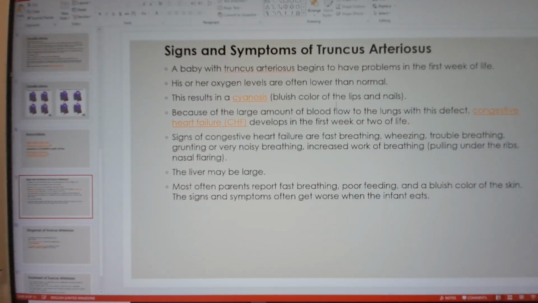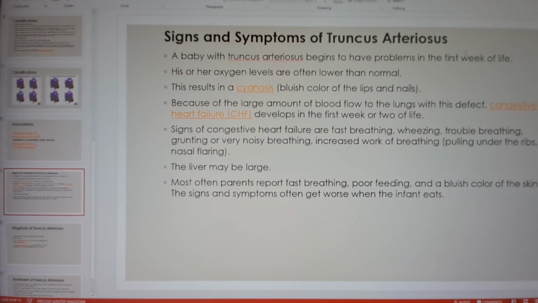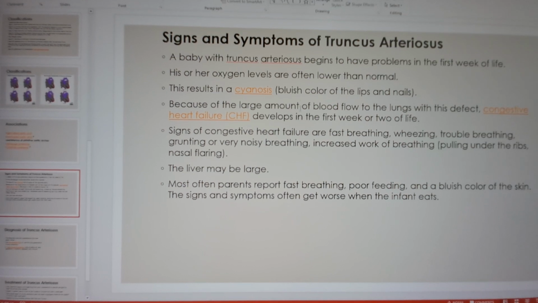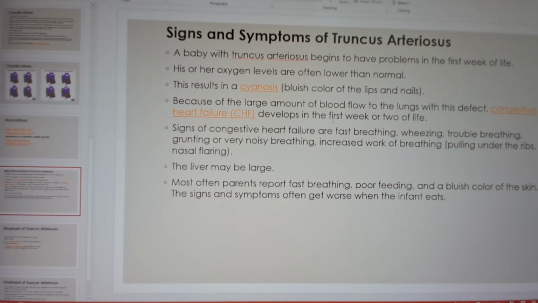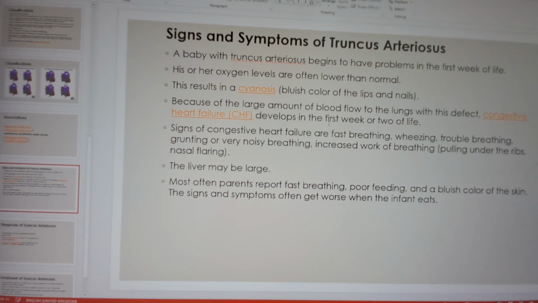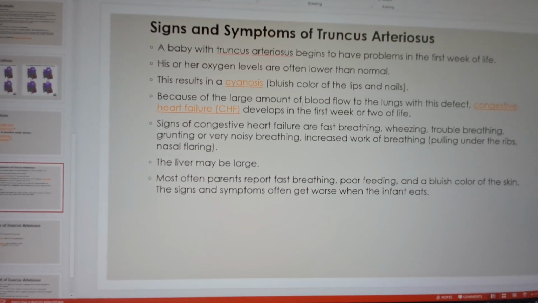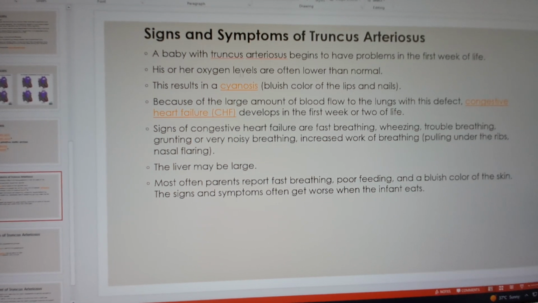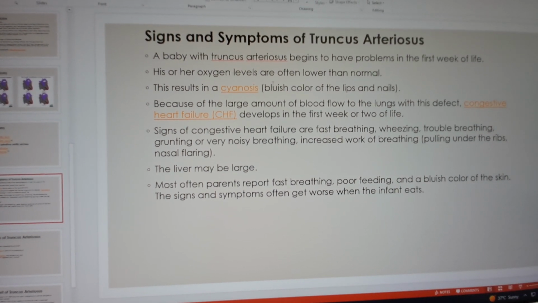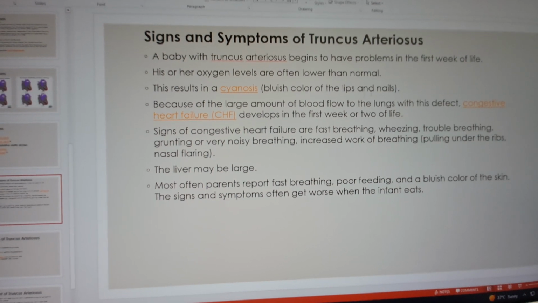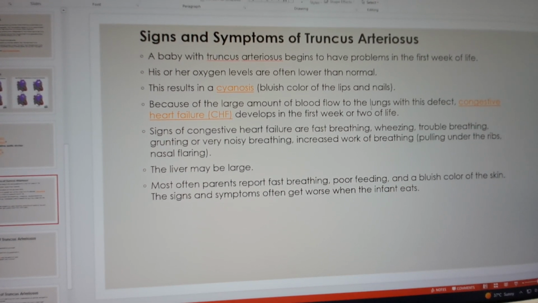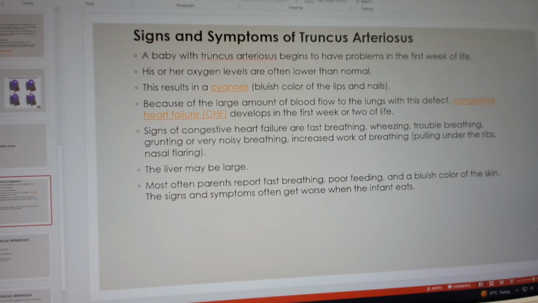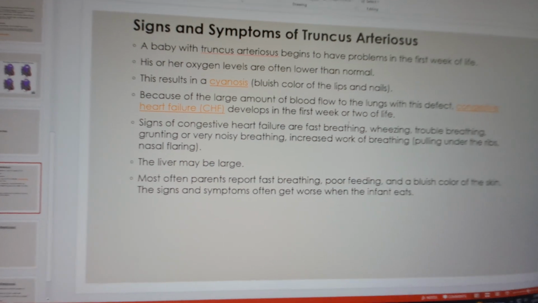The symptoms appear mostly in the first week of life, because truncus arteriosus is a cyanotic heart disease. The baby needs surgical repair of this trunk within the first week, because the baby is receiving mixed blood and cyanosis occurs. So it is cyanotic heart disease, with blue lips and nails, and a large amount of blood goes to the lungs.